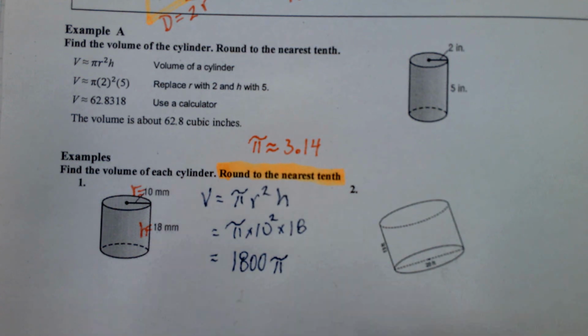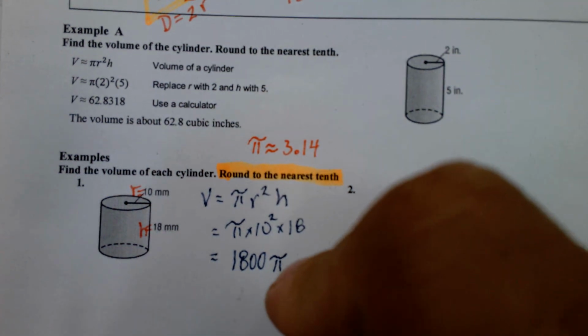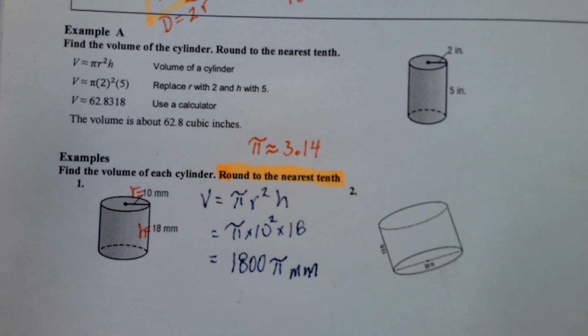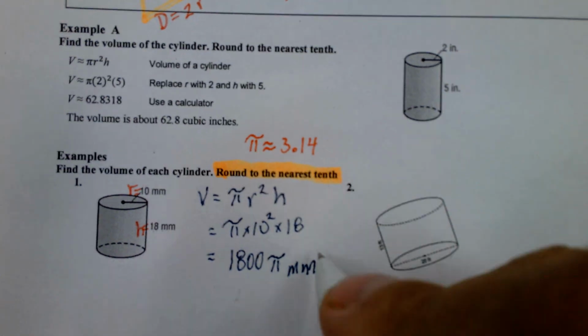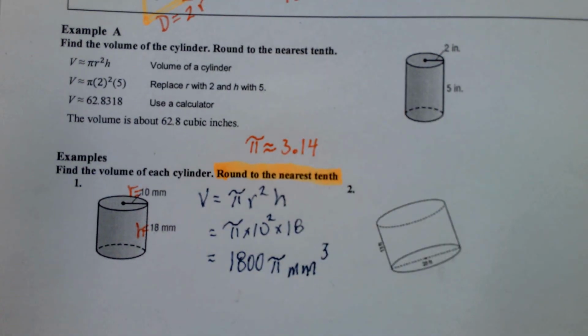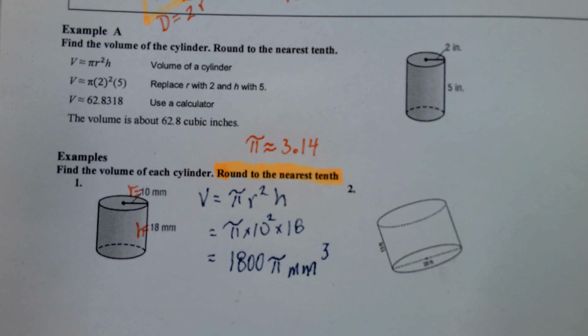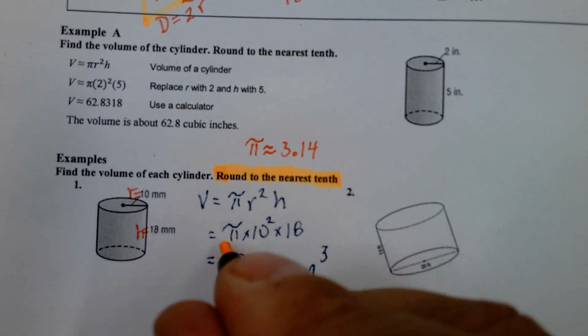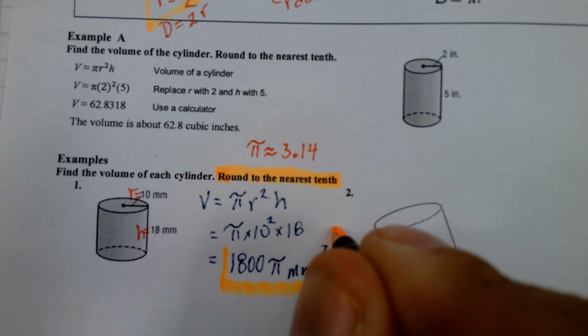So leave it as pi and then the units. In this case, they're millimeters. So for volume, is it millimeters, millimeters squared, or millimeters cubed? Cubed. Cubic units. So that is the answer in terms of pi. 1,800 pi millimeters cubed. Okay.